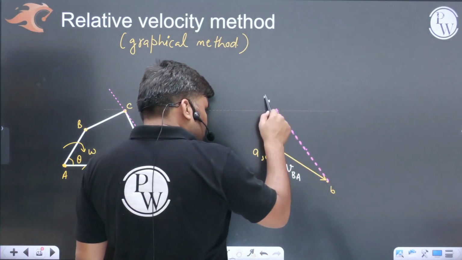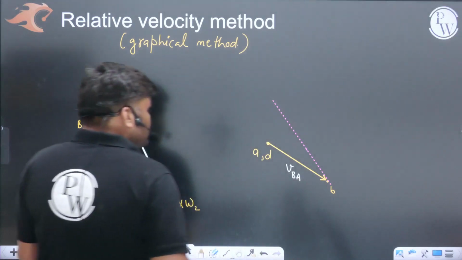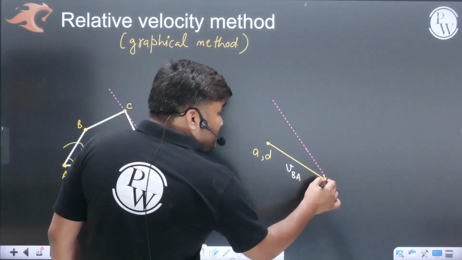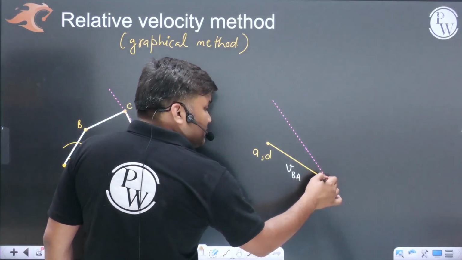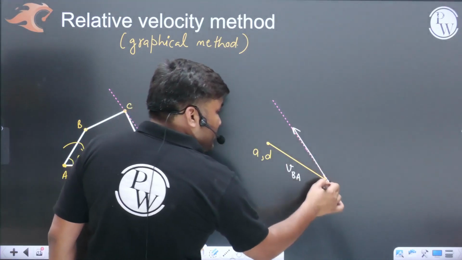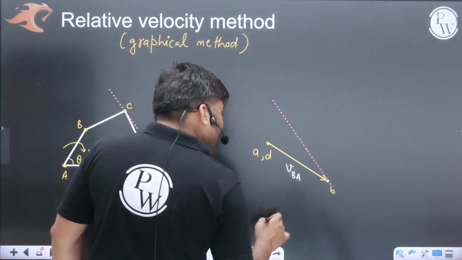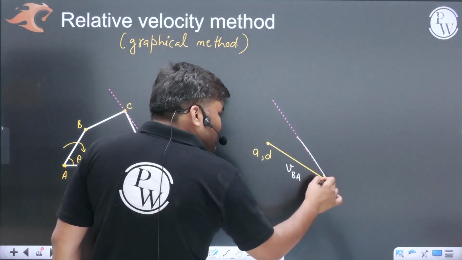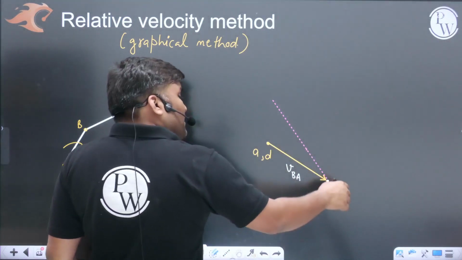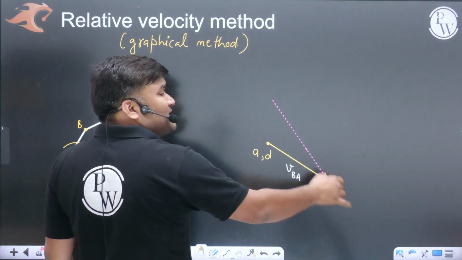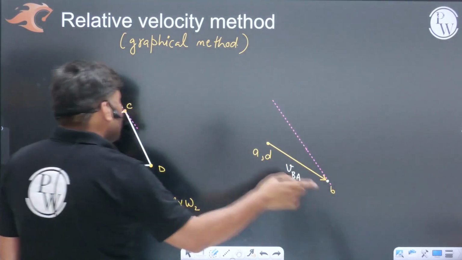Draw a vector somewhere like this. On this line, somewhere, maybe this side or maybe this side, you are going to have your point C. I don't know how much is the length of the vector. Even I don't know that. But wherever it is, point C will be on this line only.